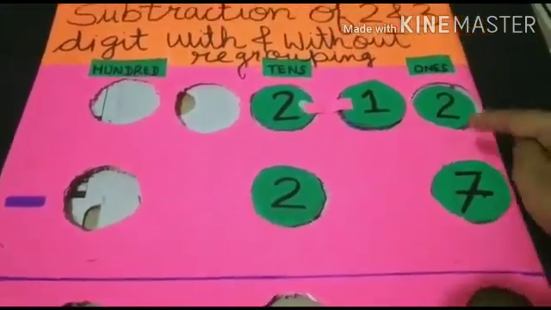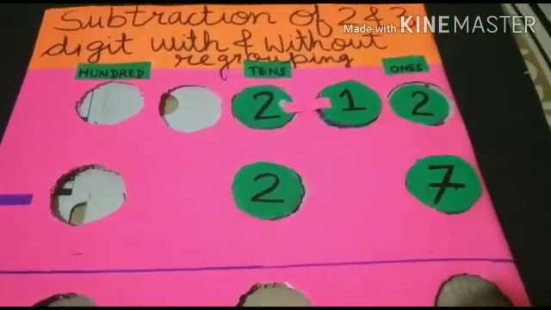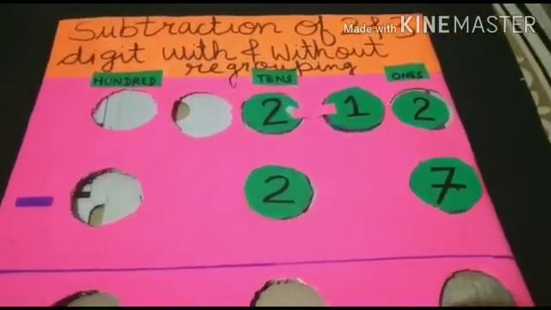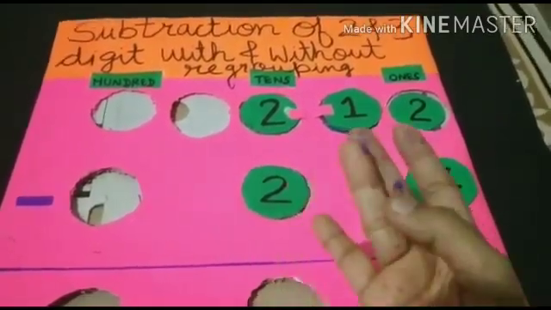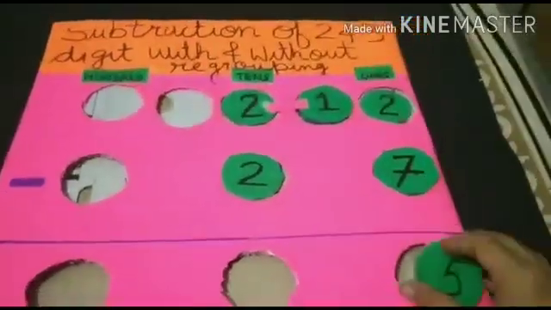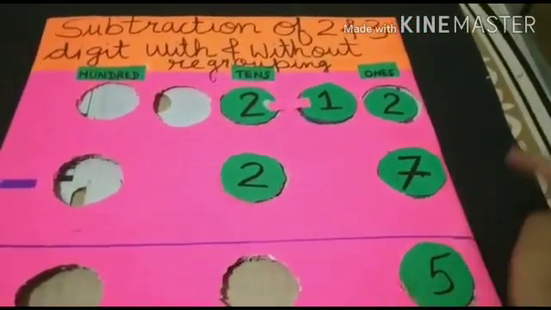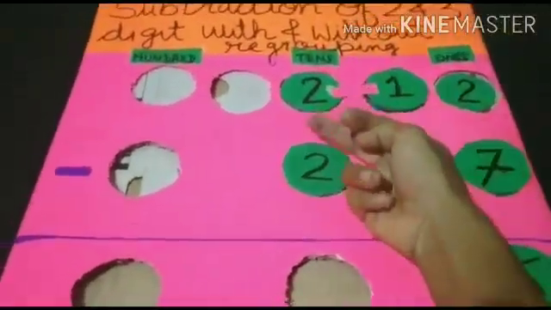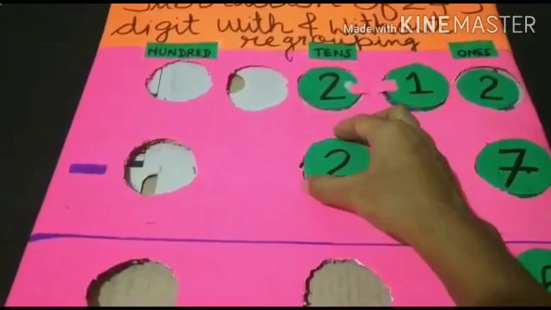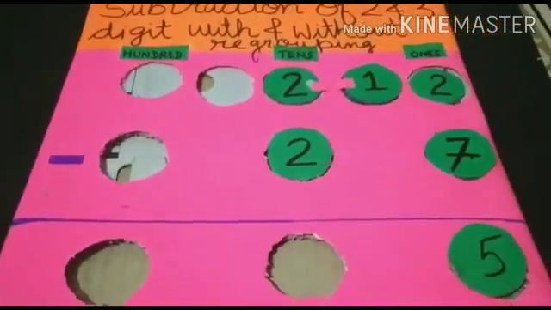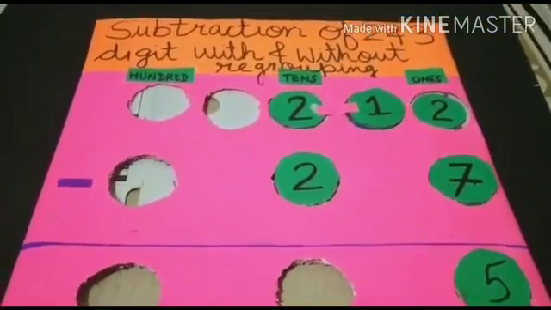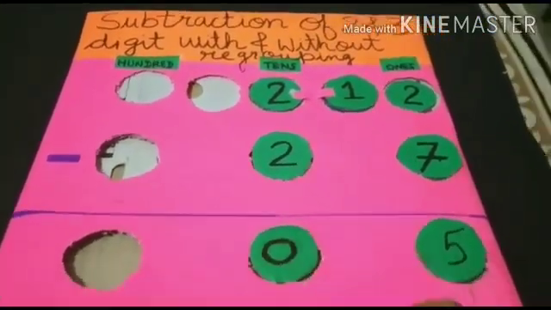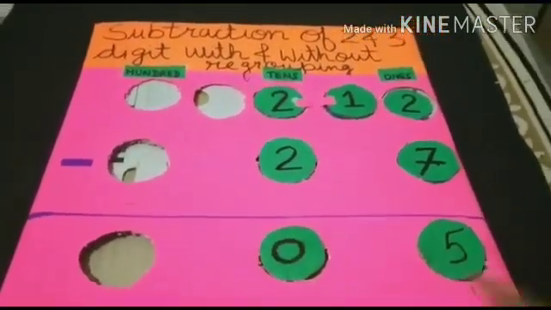So from 12, we can easily subtract 7. After 7, we will count till 12: 8, 9, 10, 11, 12. So what is our answer? 5 on the ones place. Now from 2, we can subtract 2 easily. From 2, we will subtract 2. Our answer is 0 for the tens place. So the difference is 5.